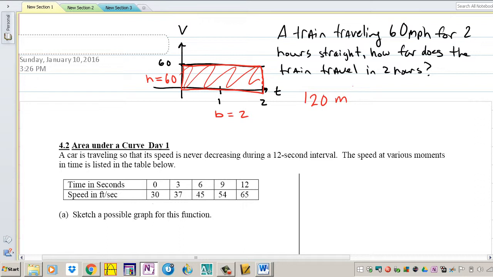Coincidence? No. This is just one of the secrets of mathematics that has been revealed to us a long time ago. So we can find the area underneath the velocity.